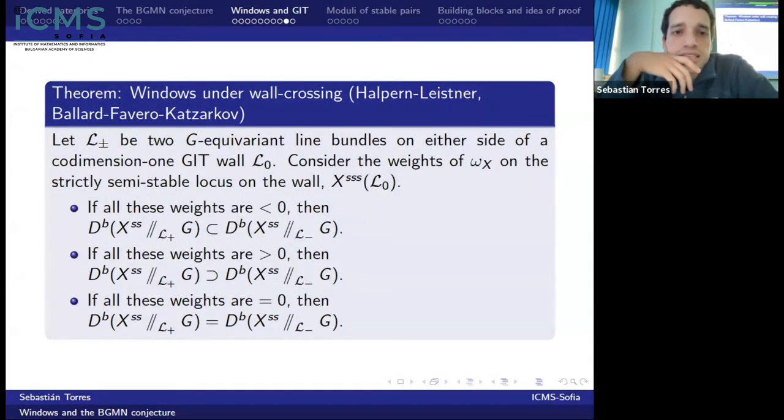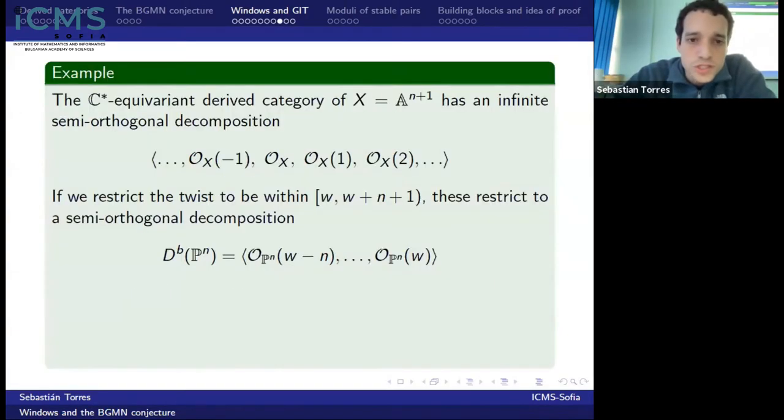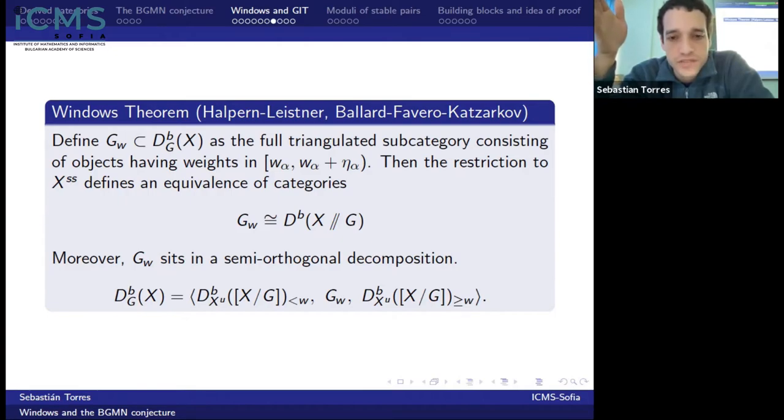One more thing by the same authors: the theorem says more, that if you want to compare different GIT quotients, their derived categories are related to each other. So let's say that you have this GIT decomposition, so you have different GIT quotients, and let's say that both are on different sides of a given wall. For one chamber, you will have one way of building your window category, and for the other one, you will have another way.